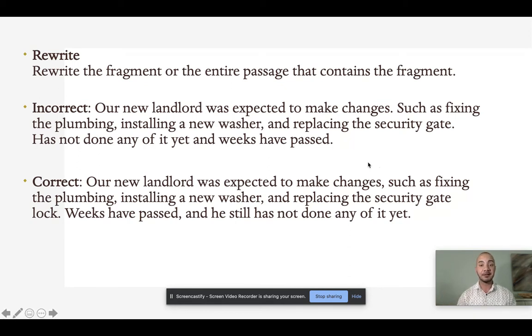Also, the third sentence is a complete sentence. It is not a complete sentence. That one is missing a subject. Okay, so how are we going to fix this?